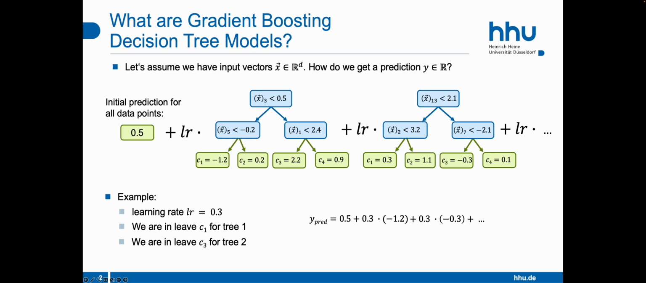For the second tree, we can again calculate for our input vector x where we end up in the tree leaves. Let's assume in our example we are in leaf C3. This means we would multiply the value minus 0.3 times the learning rate and add it to our previous prediction. We would repeat this procedure until we reach the maximum number of trees that have been built during the training process. So we see that our gradient boosting model is an ensemble consisting of many decision trees that together try to predict the correct outcome.